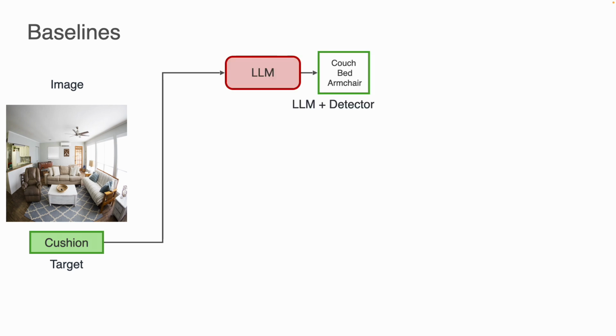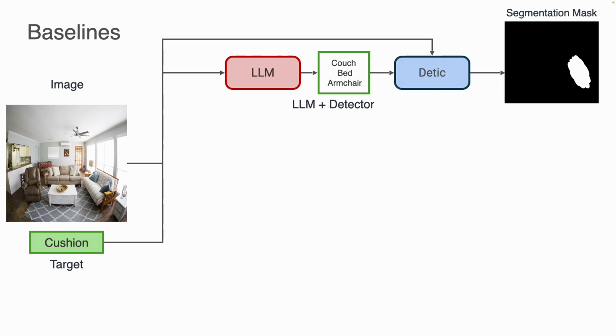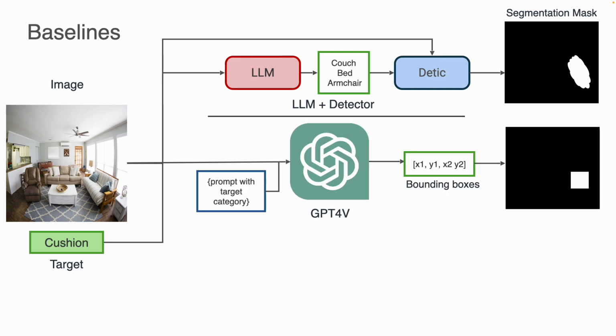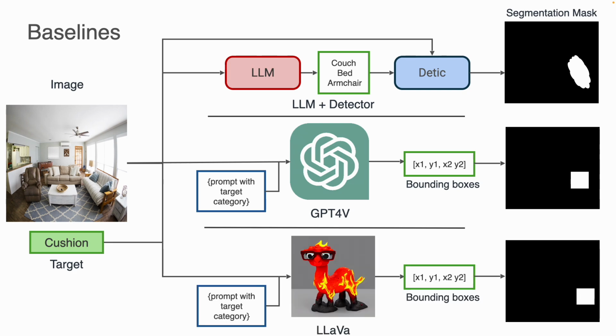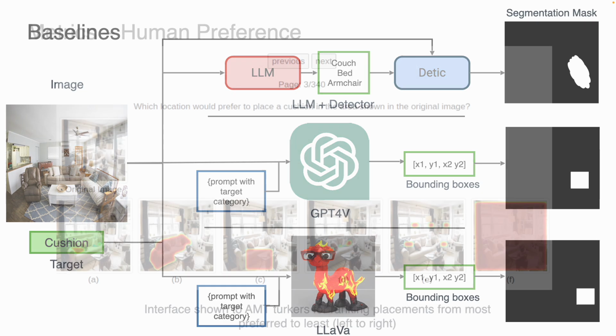Our LLM baseline first uses the target object category and an LLM to query valid receptacles for each object category, then uses an open vocab detector such as Detic to detect receptacle surfaces where you can place an object. For VLMs, we prompt the VLMs using the image and a text prompt asking it to localize object placements as bounding boxes. We do this for both GPT-4V and LLaVA and have separate prompts for each.